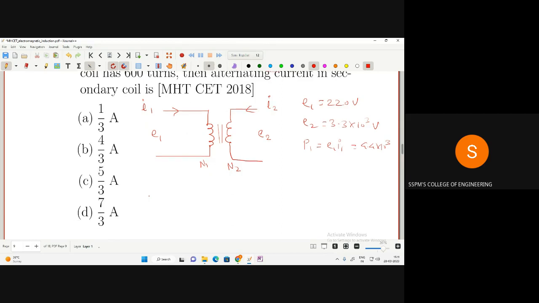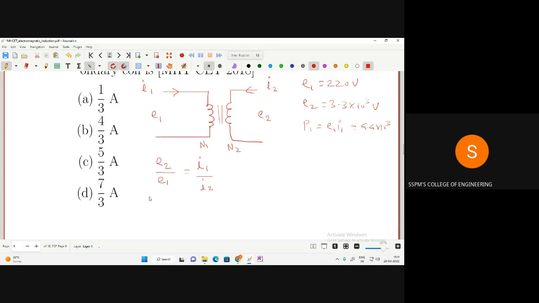Now you know how we find the transformer ratio. The transformer ratio is the ratio of E2, secondary voltage, to primary voltage, and primary current to secondary current. Now we have to solve this. What do we have to find out? We have to find I2. I2 is equal to E1 divided by E2 into I1. But I1 is known in terms of power and E1. So with the help of this equation we can find I1.